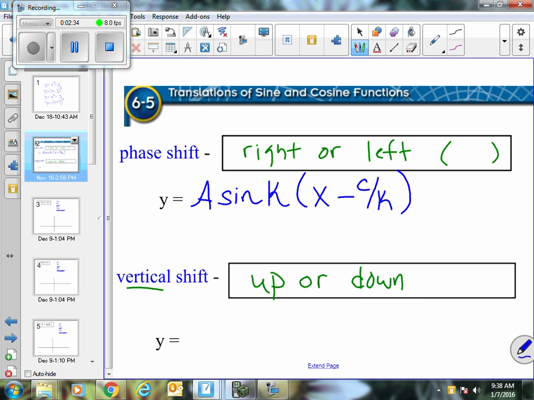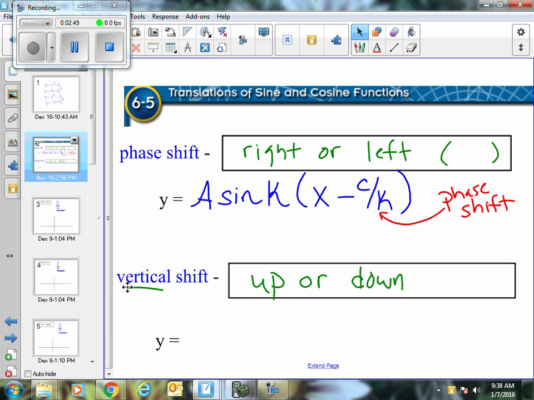The shift is the c over k. Now they call it that for a really specific reason. We'll talk about that in just a sec. But the c over k, that is your phase shift. Whatever number is being added or subtracted to the angle on the inside is going to be the phase shift.